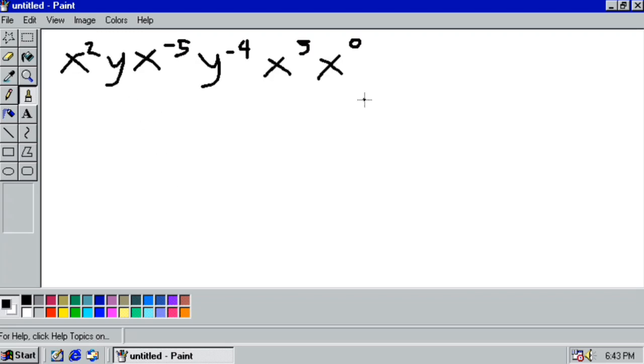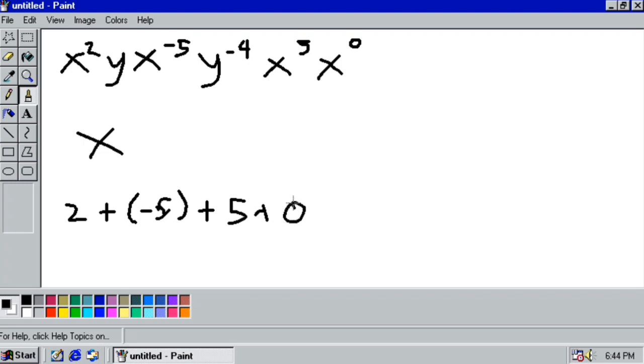So okay, now let's simplify. We simplify by adding the exponents of like bases, or the same bases. In this case we have x and y. For x, we're gonna add the exponents that x has. So we have 2 plus -5 plus 5 plus 0.